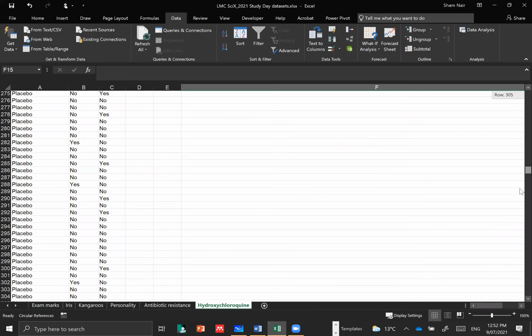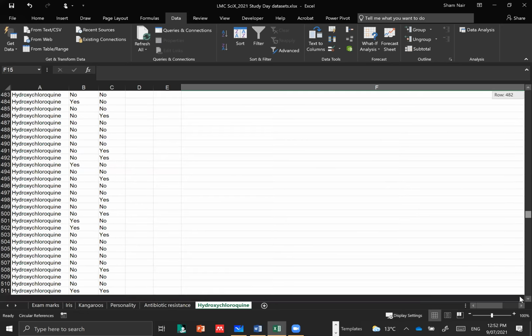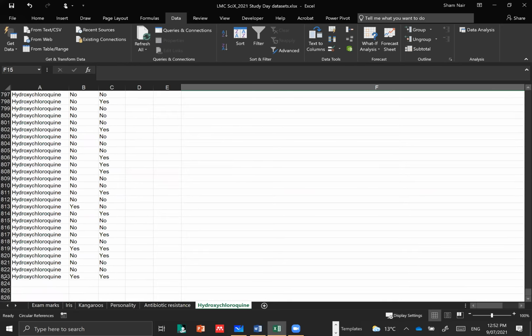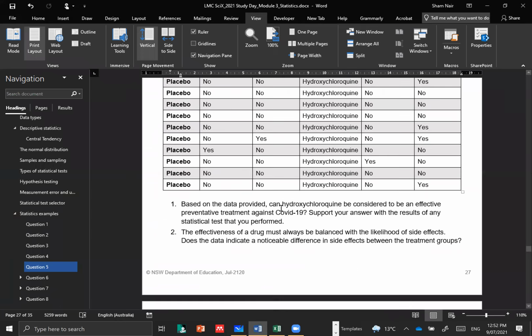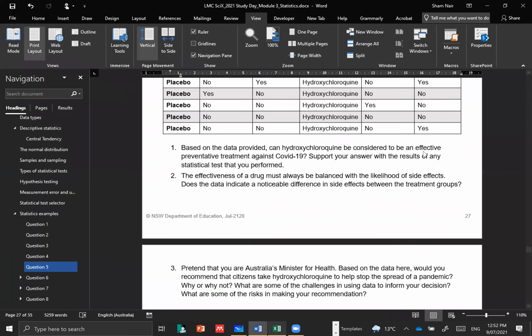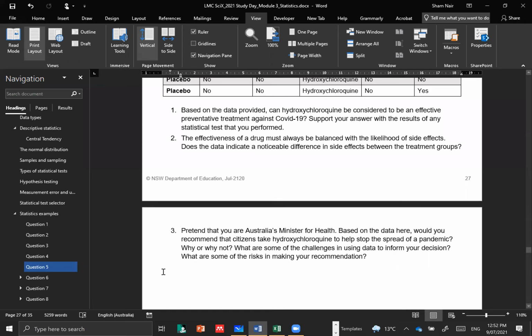I just wanted you to get the hang of working with large data sets. You can see just over here, it's got 820 odd rows of data. So you can get the hang of working with large data, because that's one of the things that the syllabus would like you to do, to have that familiarity of dealing with large data sets. So that's an example here. Again, go through and consider what recommendations you would make.